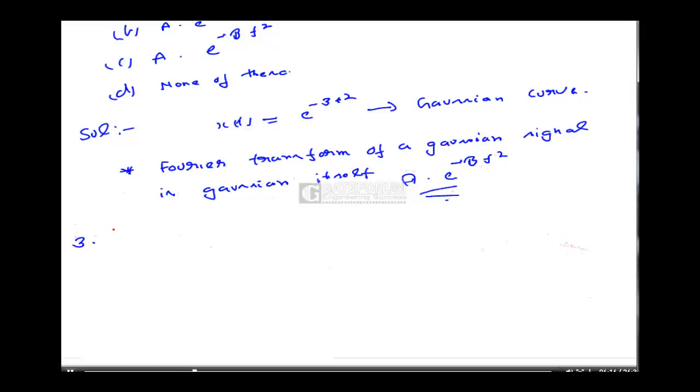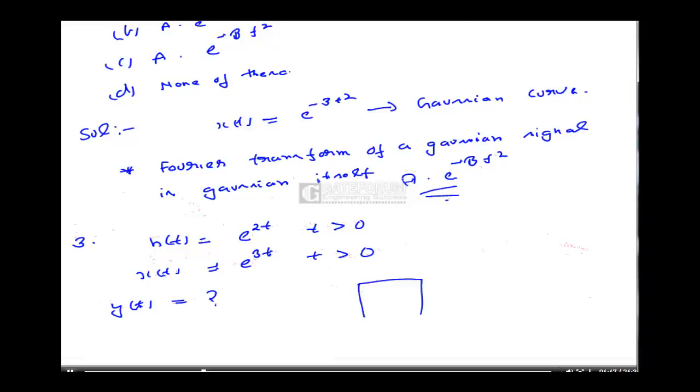Third question. This question has also appeared in the GATE exam. The impulse response of a system is given, and that impulse response is h(t) equal to e to the power 2t for t greater than 0. To this system, input x(t) is entered, and that input is e to the power 3t for t greater than 0. Now the question is to find y(t), where y(t) is the output of my system. How to solve this?